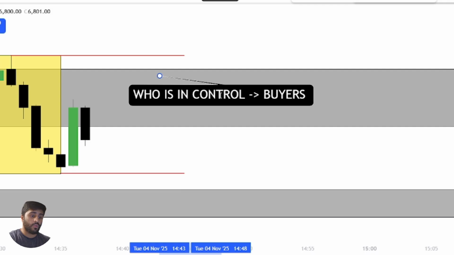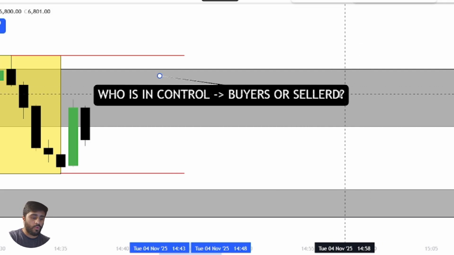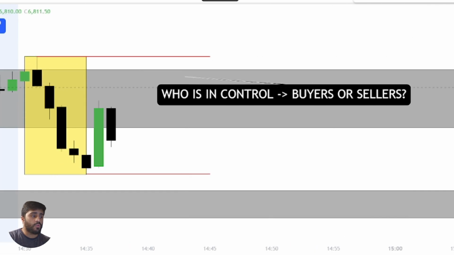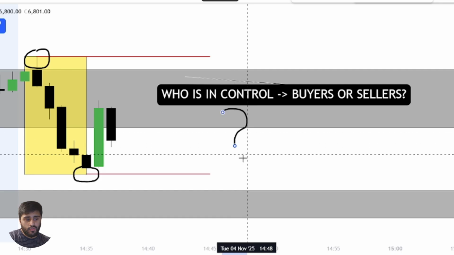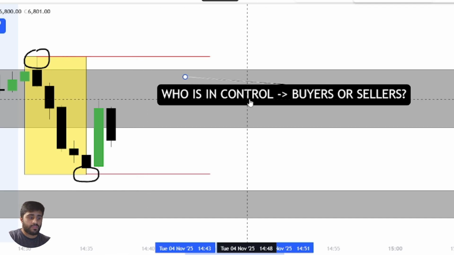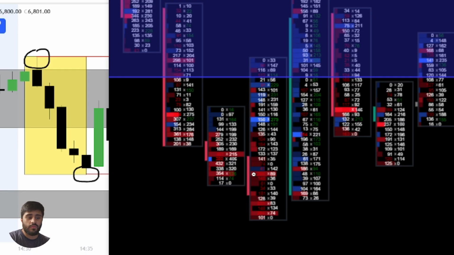So this is how an ORB basically works. You see the high, you see the low. Who is in control? Is it the buyers? Is it the sellers? This is where the footprint charts do help us, because in the first 5 minutes, we see a ton of selling here. 1, 2, 3, 4, 5. We see a lot of selling. In fact, this is probably 7 minutes of heavy aggressive selling.